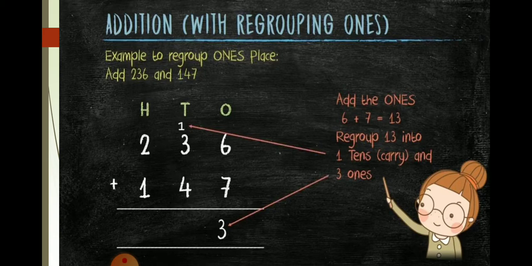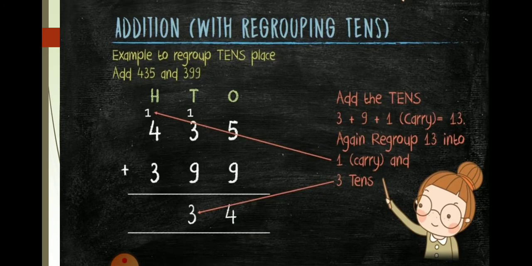So here we will see the addition with regrouping ones. What are the digits under ones? 6 and 7. When we add 6 and 7, we get 13 ones. As you all know, 13 ones mean 1 ten and 3 ones. So students, we will regroup and we will put 3 ones under the ones column and 1 ten will go to the tens column. Now let us see another example to understand regrouping tens.